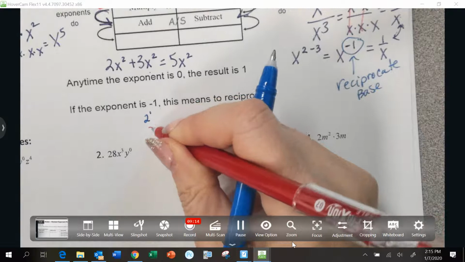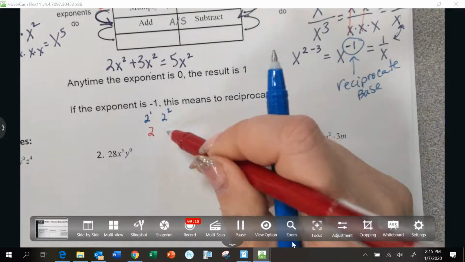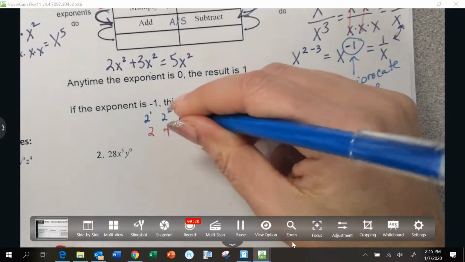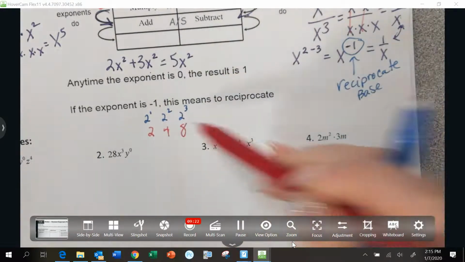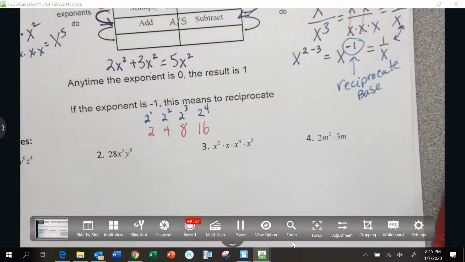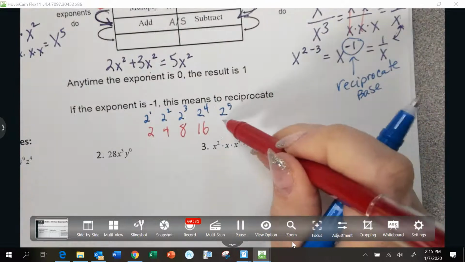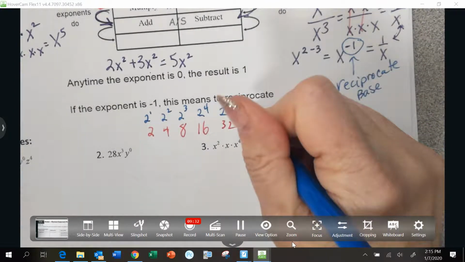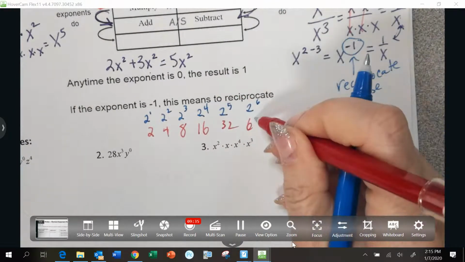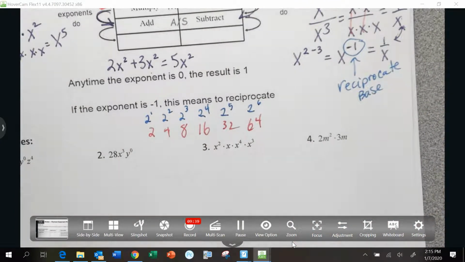Okay, 2 to the first is 2. What is 2 to the second power? 4. What is 2 to the third power? 8. 2 to the fourth. 16. What are we doing each time? Multiplying by 2. That's 32. 64. All right, I'm going to stop going that direction. Now I'm going to go the other way.